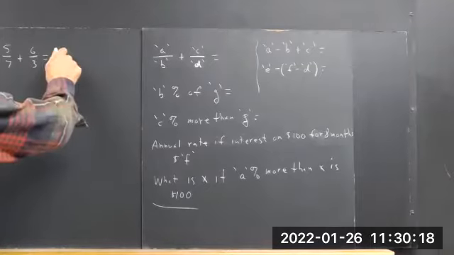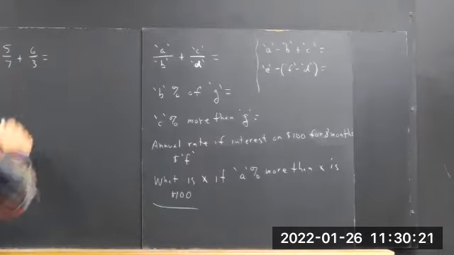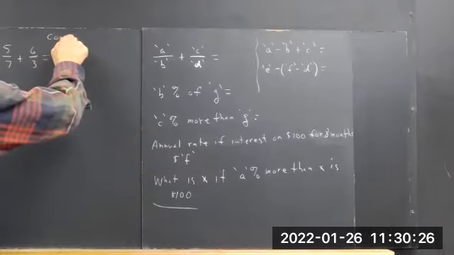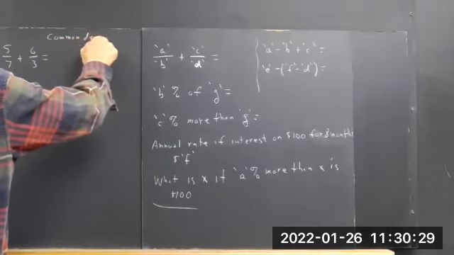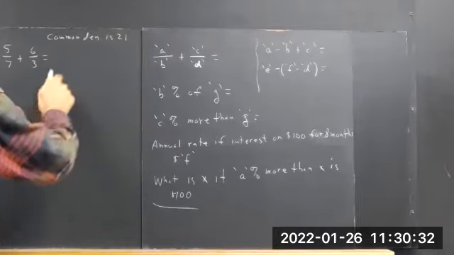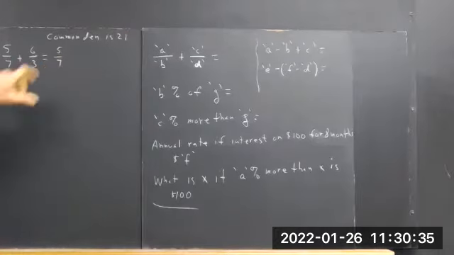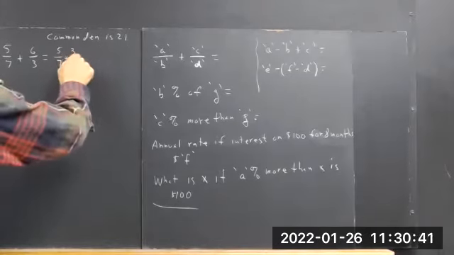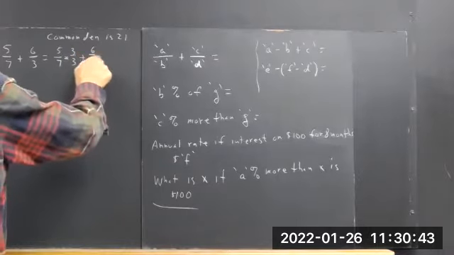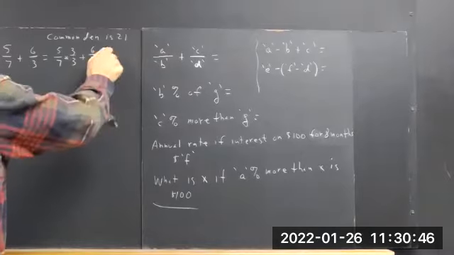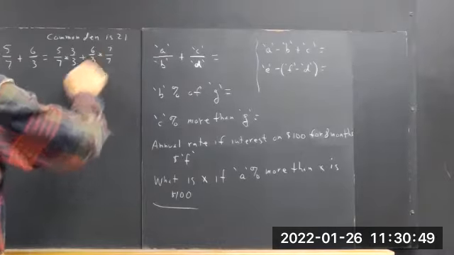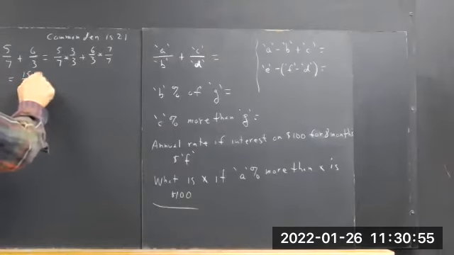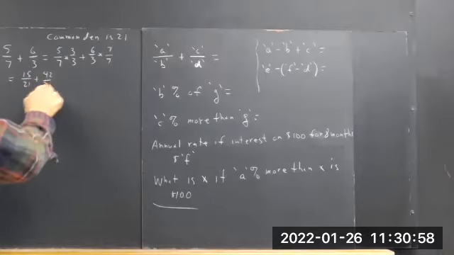This equals, you want denominator 21. We have to change 5/7 to a form that has 21 in the denominator, so we multiply this by 3/3. We have 6/3. And to get 21 in the denominator, we've got to multiply 3 by 7. And so, of course, we multiply by 7/7. This equals 15/21. That's 42/21.